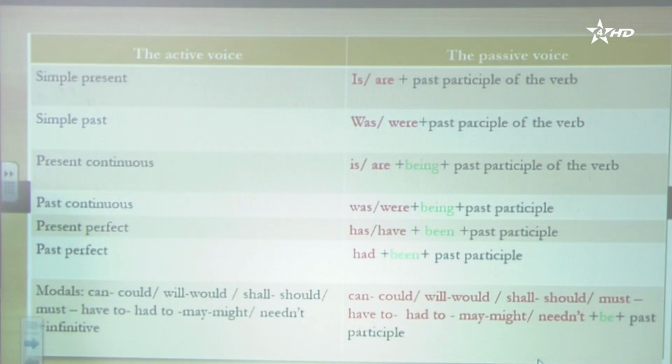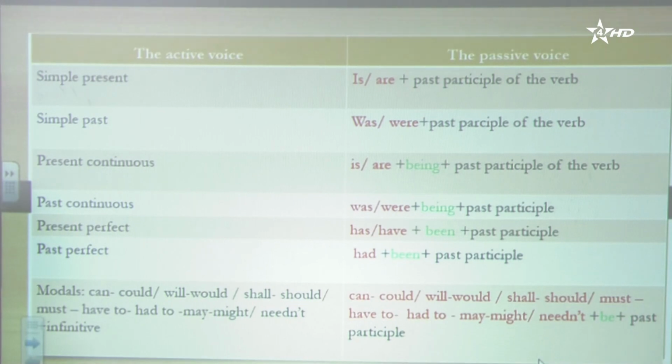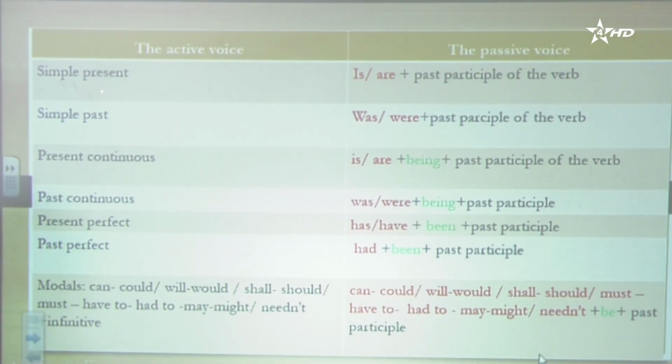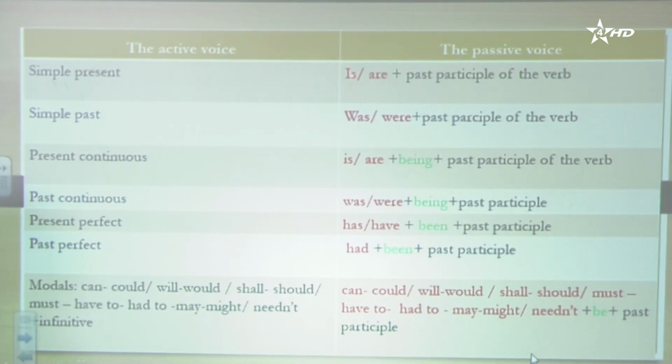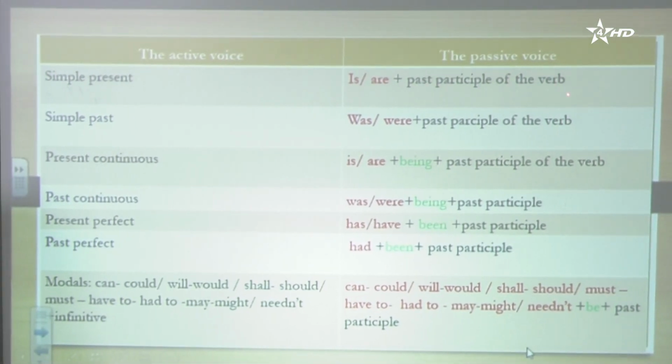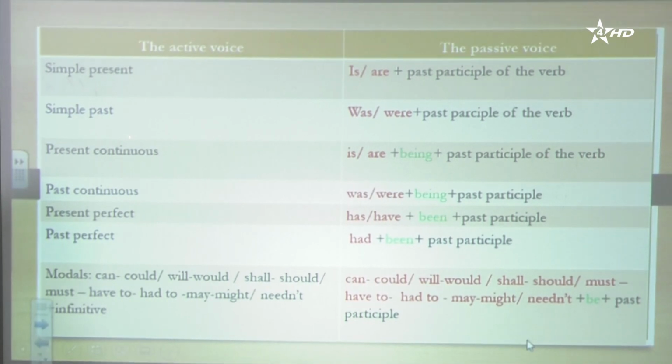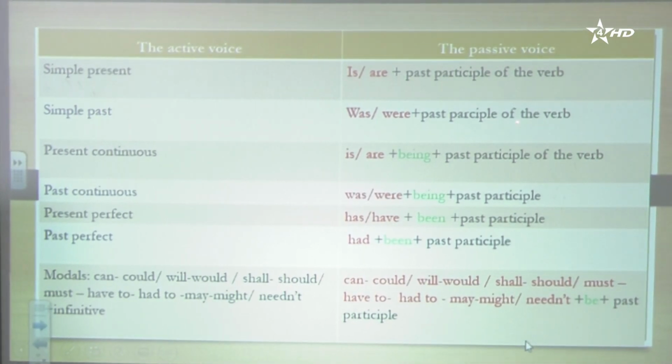Now changes at the level of tenses. The simple present is: we use is or are plus the past participle of the verb. Simple past: was or were plus the past participle of the verb. So the verb to be takes the tense of the active verb. Present continuous: is or are plus being. Again, it takes the form of the verb in the active voice.